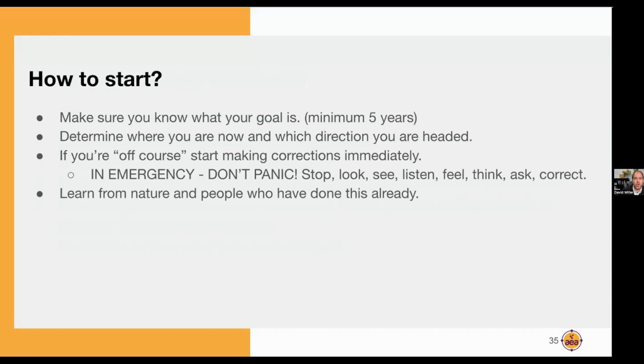Make sure that you know what your goal is. Minimum 5 years. Think about why you're farming. Why is it that you do what you do? Is it the right career? Is it the right occupation for you? I think most people will say, yes, I can't imagine not doing it.